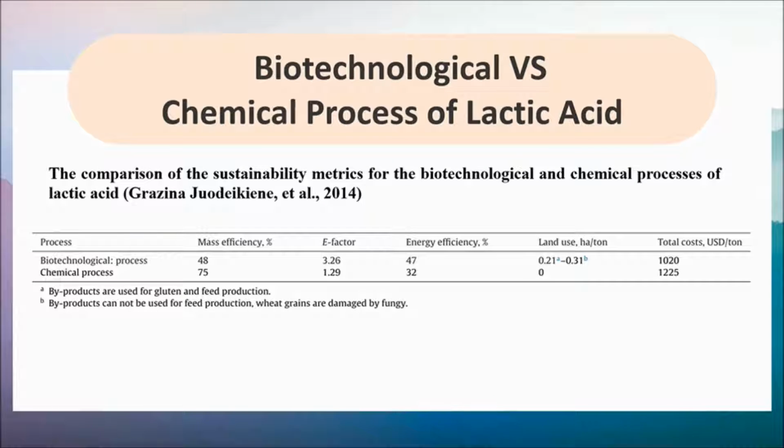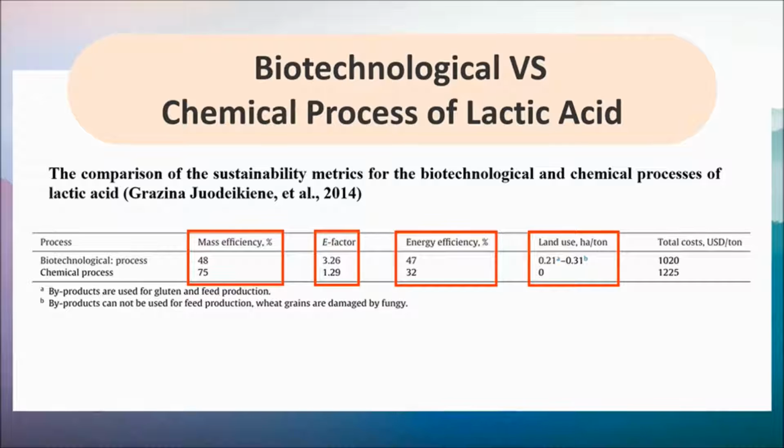Let's consider the comparison of five sustainability metrics for biotechnological and chemical processes. The first one is mass efficiency, that measures the efficiency of all process inputs and the desired product. The second is E factor, that represents environmental impact. The third is energy efficiency. The fourth is land use. And finally, we consider cost.